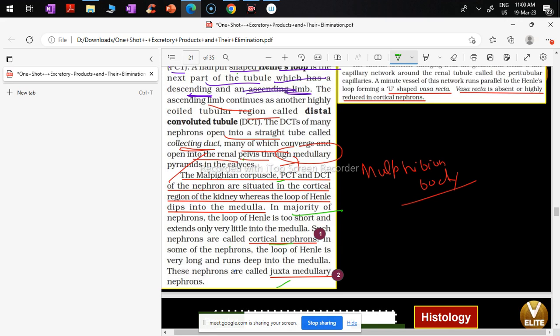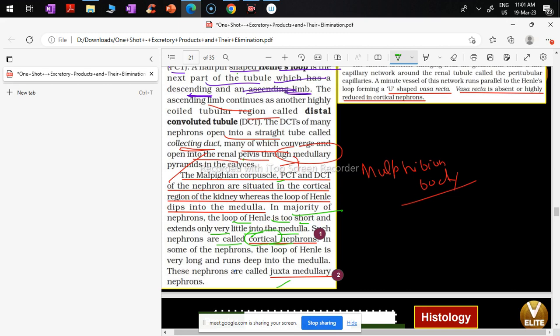Read this point. In the majority of nephrons, the loop of Henle is too short and extends only very little into the medulla, and such nephrons are called cortical nephrons. What are cortical nephrons? If the loop of Henle is too short, then it will extend very little into the medulla, and that is called a cortical nephron.